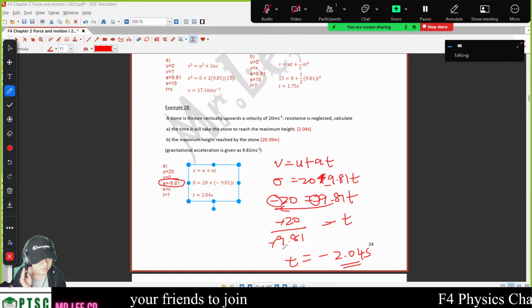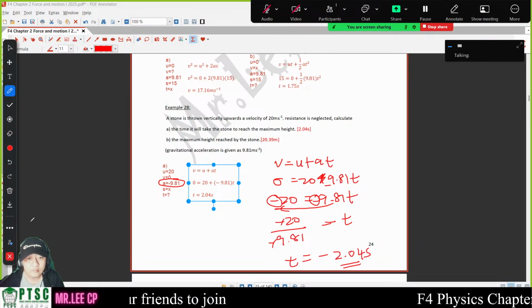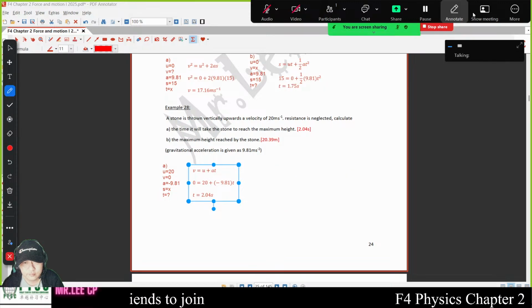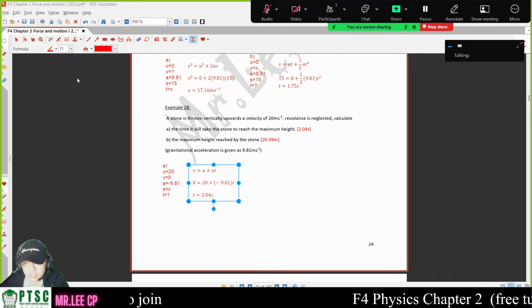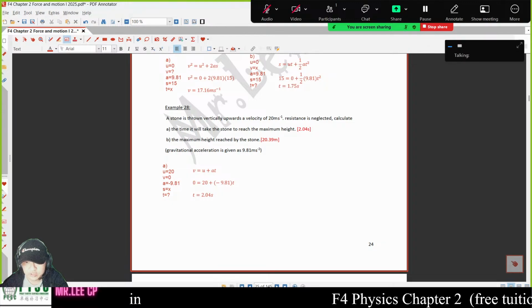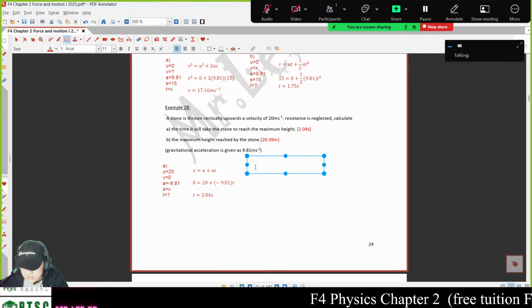You need to put in the negative. Okay. Now B, find the maximum height of the sun that can reach. Okay, so you cannot use a T here. No, you cannot use here.